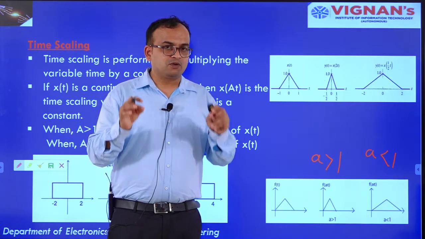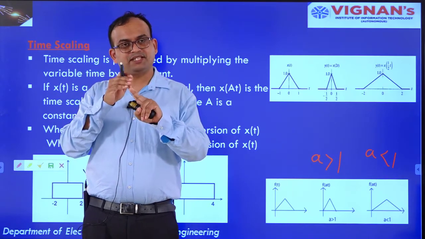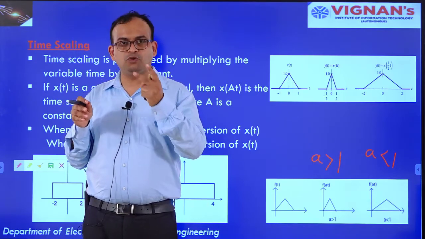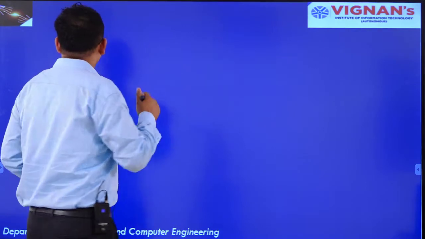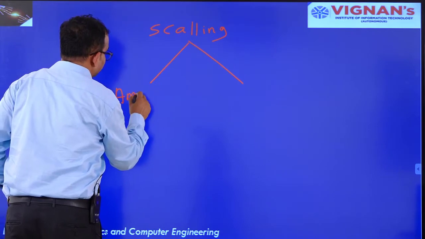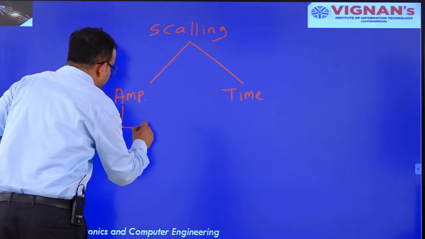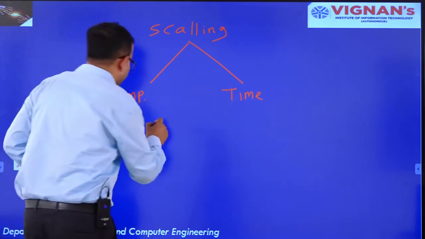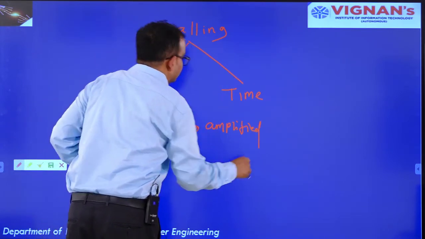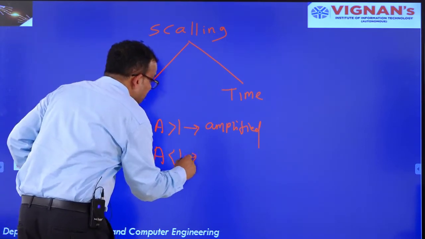So till now, what I have discussed, the scaling operations are of two types: one is amplitude scaling and the other is time scaling. I am writing the two types. In the case of amplitude scaling, it is also of two types depending upon the value of A. When A is greater than 1, the signal will be amplified. When A is less than 1, the signal will be attenuated.